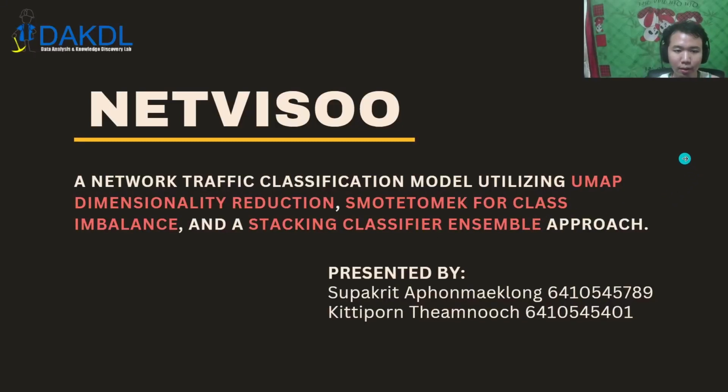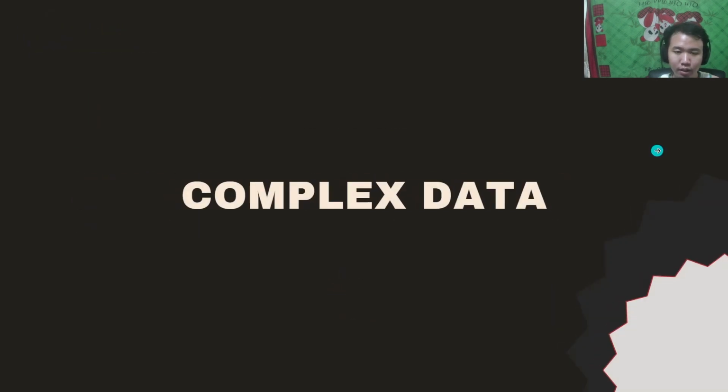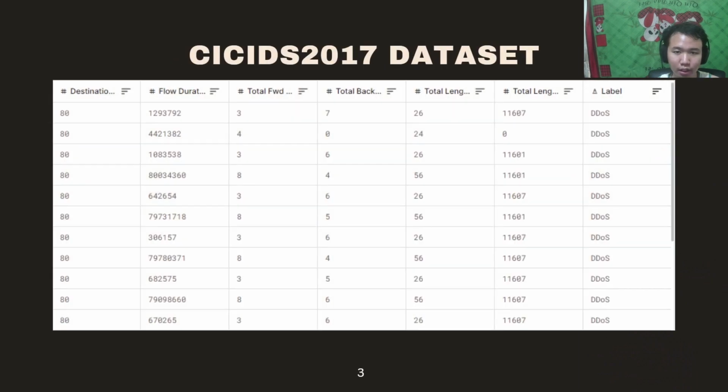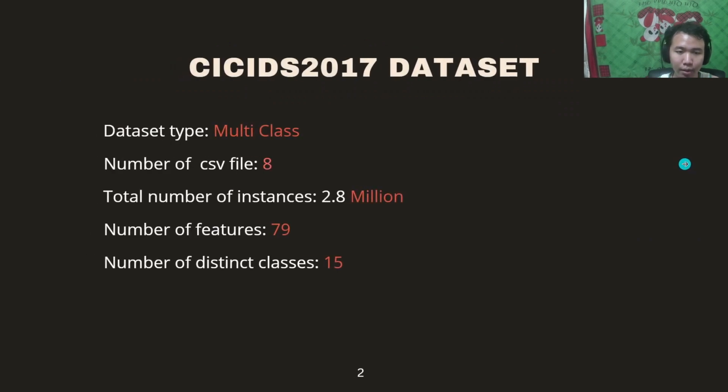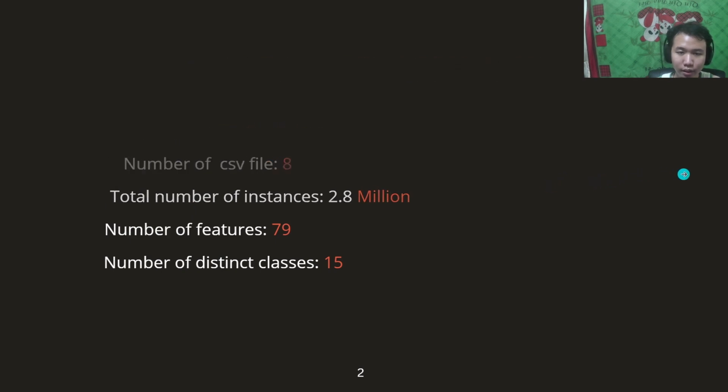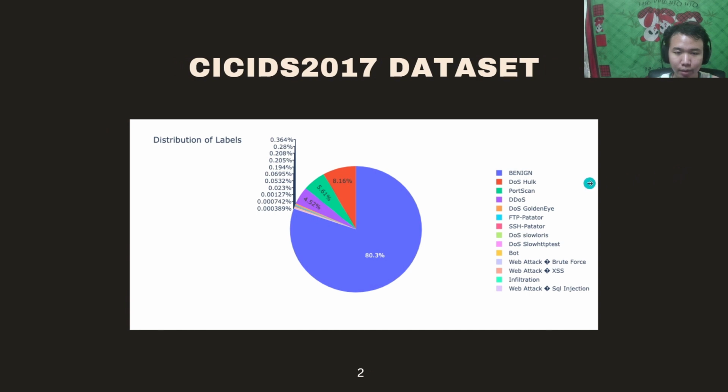So hello, this is our DA project, a network traffic classification model using UMAP, SMOTE-Tomek, and stacking classifier ensembles. This is the dataset that we will be using, which is the CIC-IDS-2017. The type of it is multi-class, has eight files, over 2.8 million instances, 79 features, and 15 distinct classes. This is the pie chart which shows the distribution of the classes.